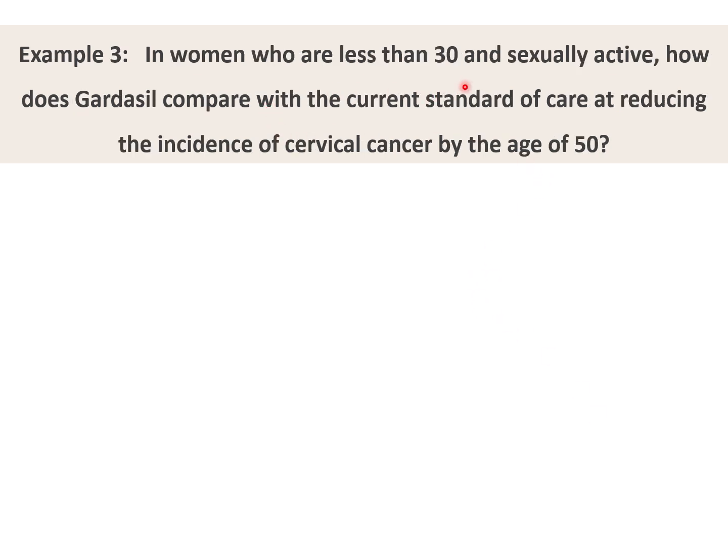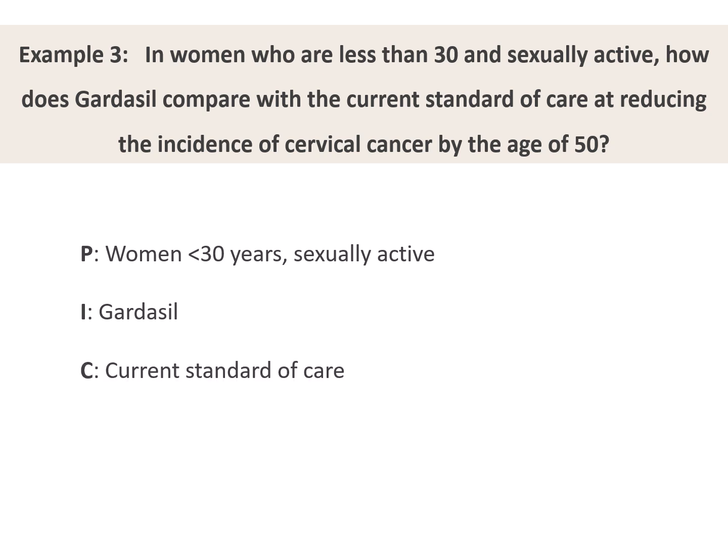In women who are less than 30 and sexually active, how does Gardasil compare with the current standard of care at reducing the incidence of cervical cancer by the age of 50? So what is P in this case? Good. Women less than 30 years, sexually active. This is the population or patients. What about I? Gardasil. Good. C, current standard of care. Comparison is with current standard of care. Very good. And what about O? O is incidence of cervical cancer. Very good. T is also there. T is by age of 50.